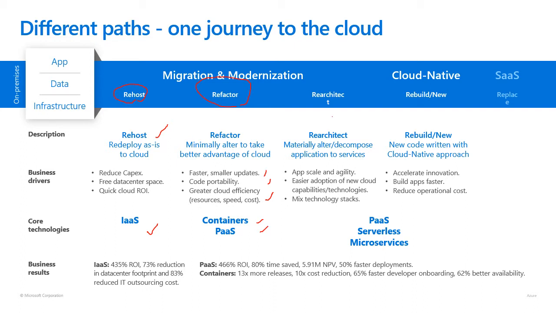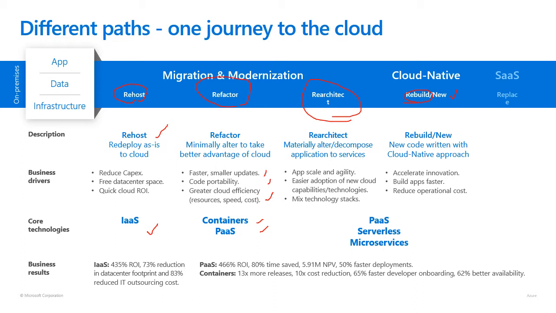Sometimes applications also need to be re-architected, which means that you really have to materially alter or decompose the applications from monolithic into smaller chunks so that you can increase your app scalability and agility. You can easily adopt the new cloud capabilities and technologies, and also you can mix technology stacks. And the next step after re-architecting is essentially rebuilding your existing application, throwing away the existing code and rebuilding your applications from scratch, or creating applications that are new.